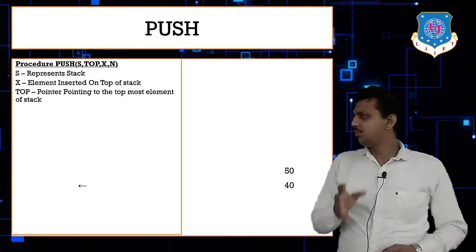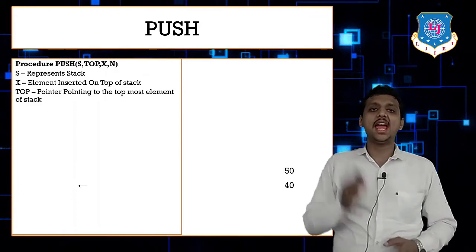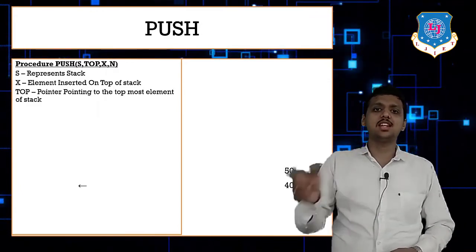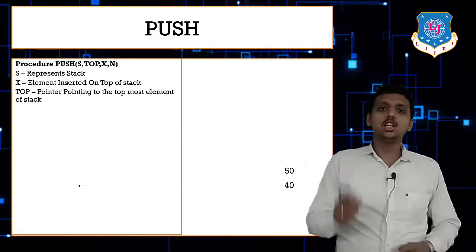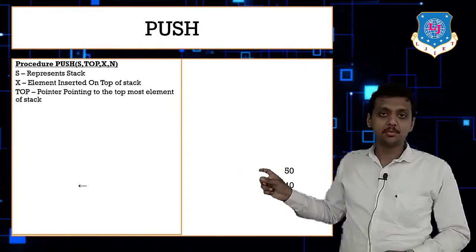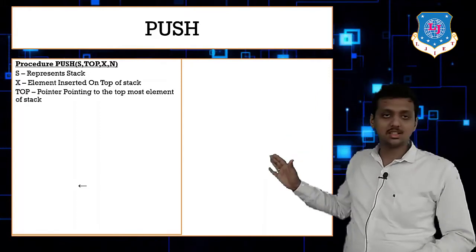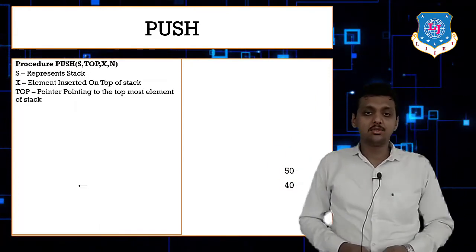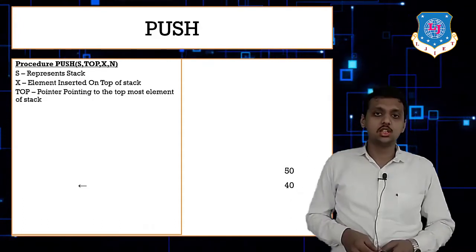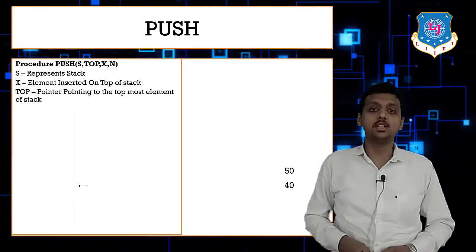Here if you can see what is written over there: procedure push(S, top, x, N). So why is this procedure push with S, top, x and N? Students, in algorithms, the procedure keyword represents the algorithm's return type, push is the algorithm name, and top, x and N are the parameters. Now if you remember function definition, it is written like this: return type, then function name, and the function parameters.